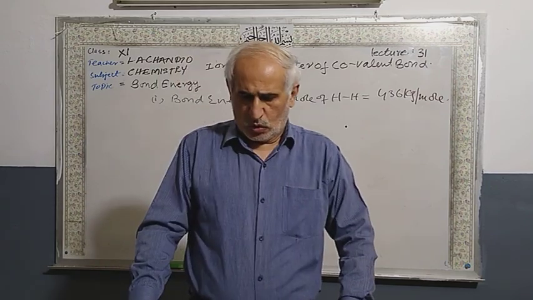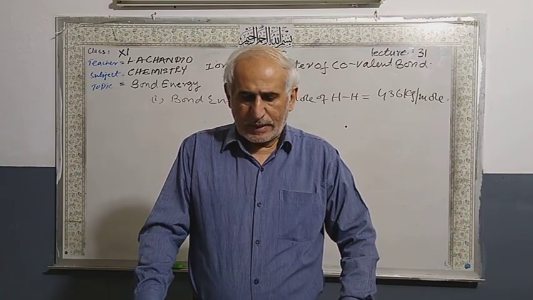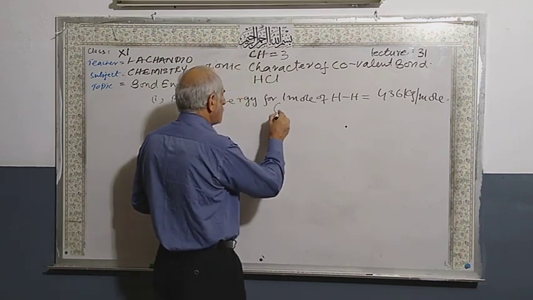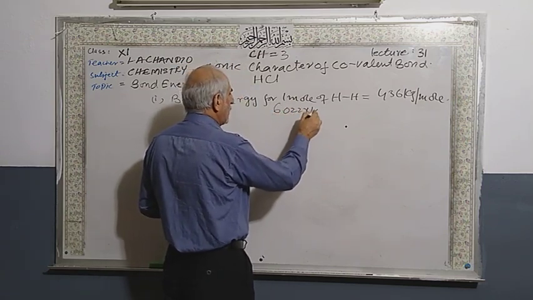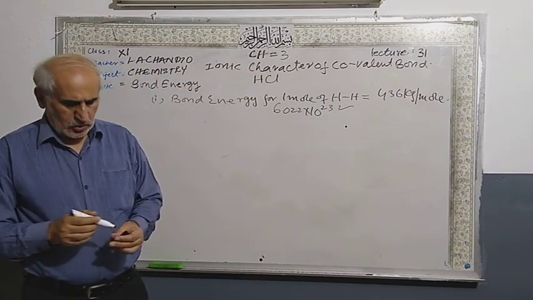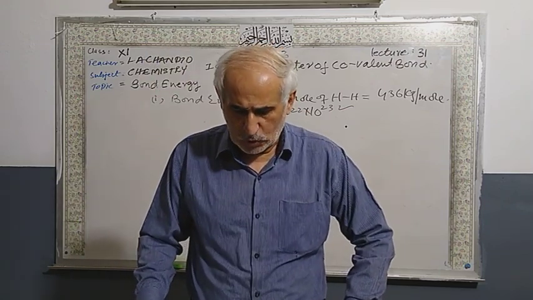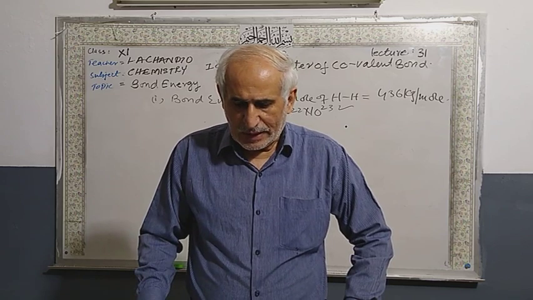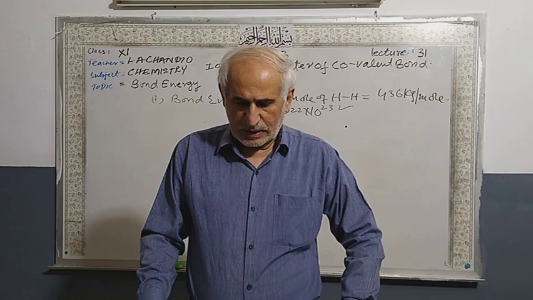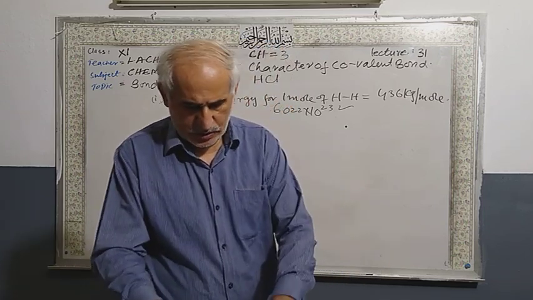You need 436 kilojoules per mole, which corresponds to 6.022 into 10 to the power 23 molecules. Now it means 436 divided by Avogadro's number.